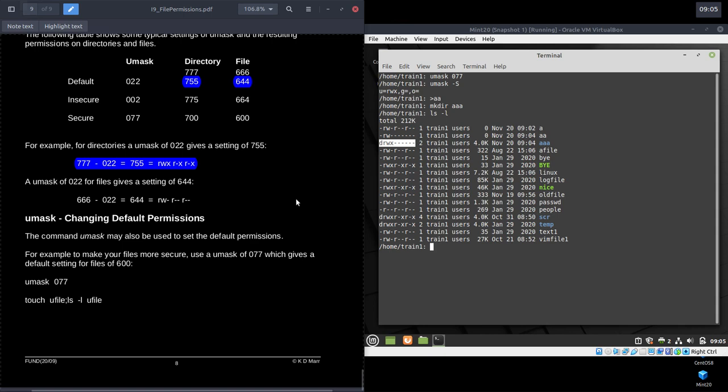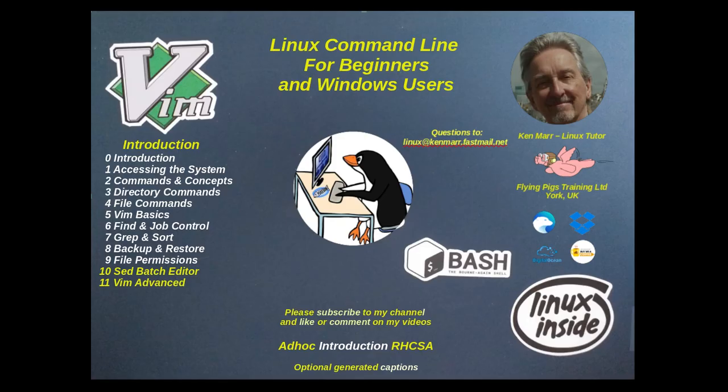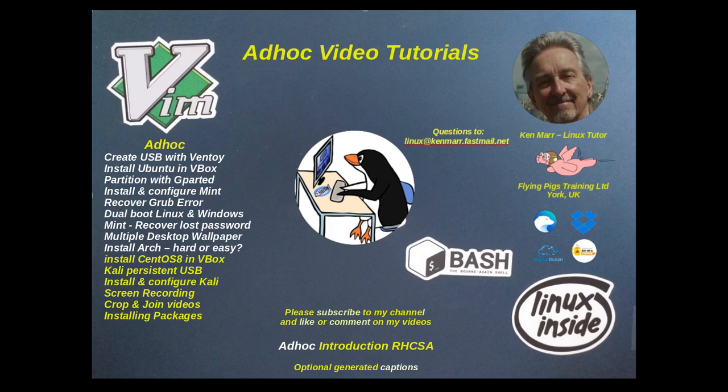And that's the end of this section. I'll go back to the slides. So that's the end of this section. The notes next time, the sed batch editor and then Vim Advanced, and then we'll finish. I think there's something else to do. I will carry on doing ad hoc video tutorials. I might look at installing CentOS in VirtualBox, and then a Kali persistent USB stick, which means you can save files on the stick, and then install and configure Kali.